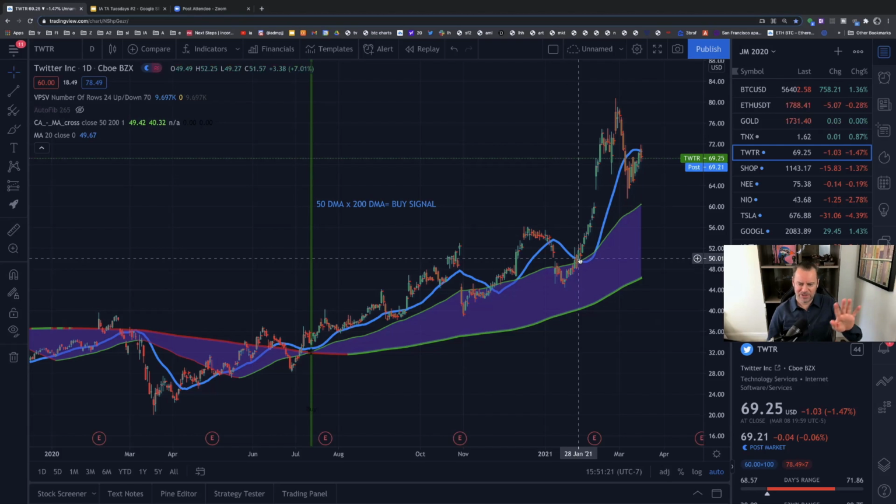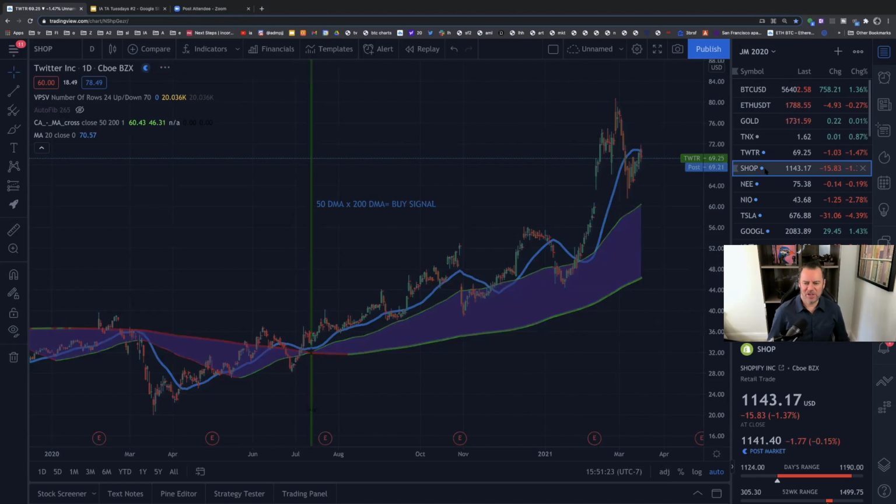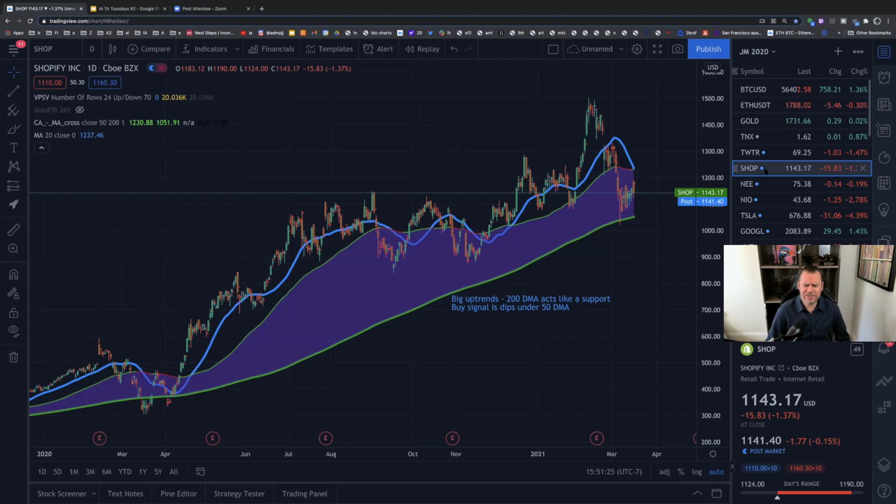Again, just to point this out, let's look at Shopify. I love Shopify. It's one of my favorite stocks to sell puts on. And on Thursday, I'm going to talk about put selling and how it's a brilliant strategy. So tune in for that.